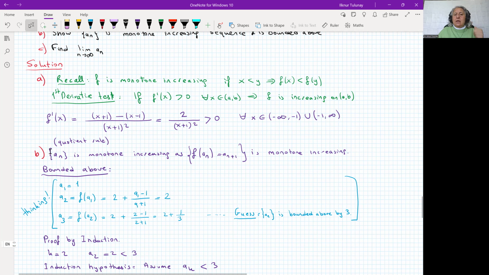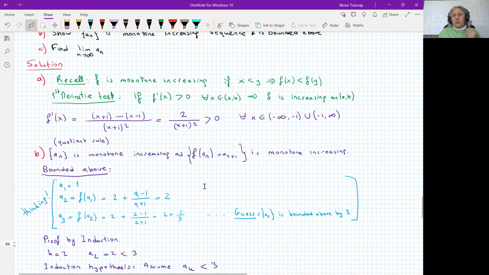Now, there is a sequence. Since we are defining the sequence with respect to f(a_n), and f as a function is an increasing function, and the indices are also representing an increase, it means that the sequence goes up, up, up, up, up. It means that a_n as a sequence is monotone increasing as well. Okay, now about the bounded part.